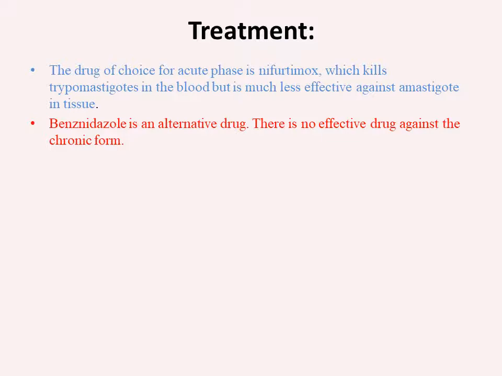Now, I will talk about the treatment of Chagas disease. The drug of choice for the acute phase is nifurtimox, which kills trypomastigotes in the blood, but is much less effective against amastigotes in tissue. Benznidazole is an alternative drug. There is no effective drug against the chronic form.